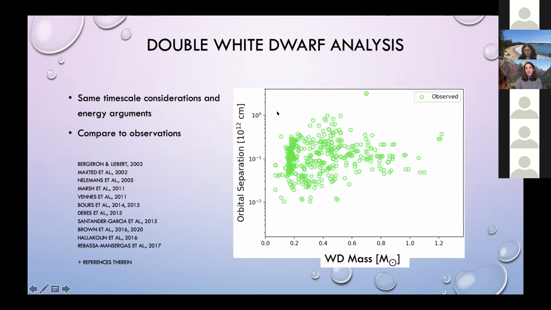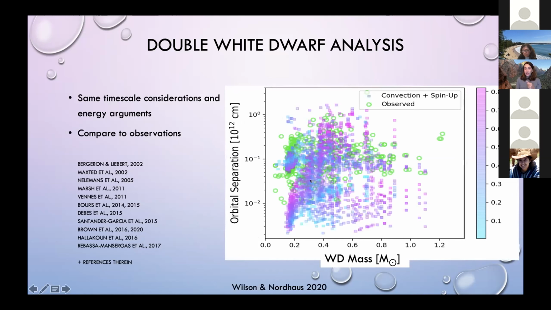Okay, so these are observations of double white dwarf systems, with white dwarf masses on the x-axis and their separation on the y-axis. And I ran the same code that I just described for you, with the same convective timescale arguments. And I said, if I use a white dwarf companion, what sort of final separations do I get? And so that's overlaid here. And there are a lot of these points in pink and blue and purple. And these are the final separations and the final masses of the common envelope evolution using a white dwarf companion.